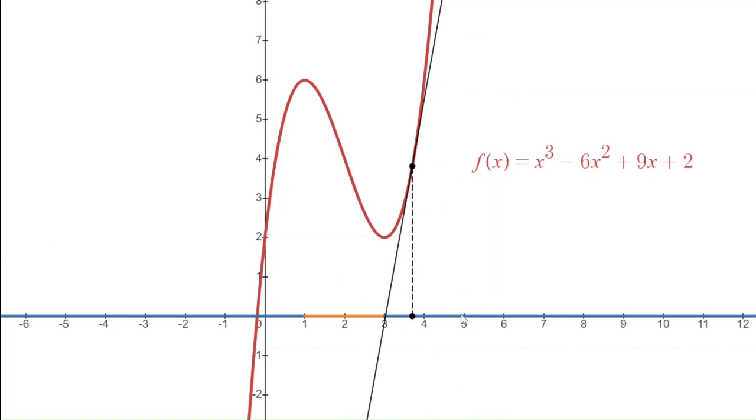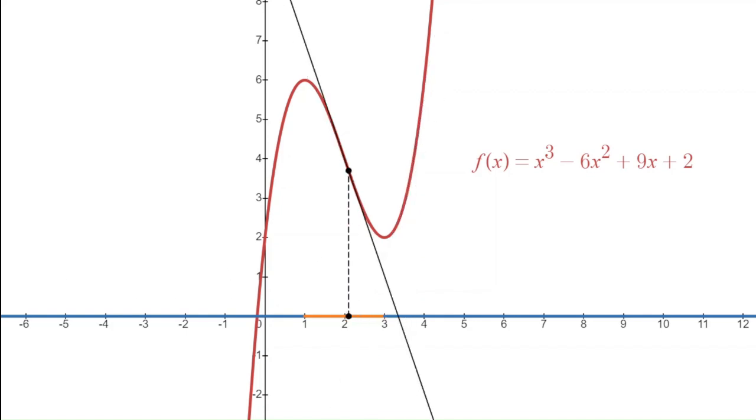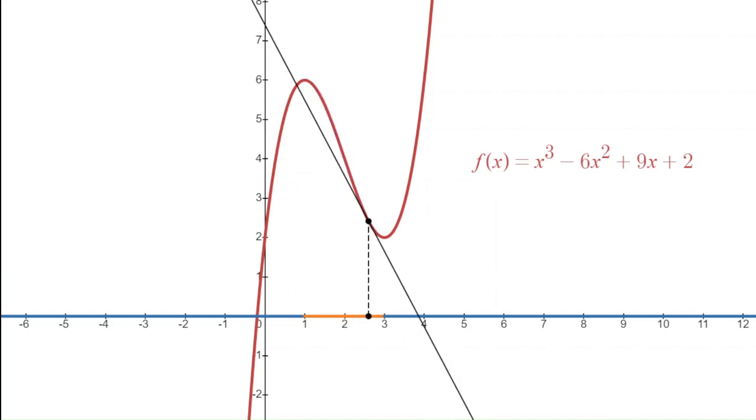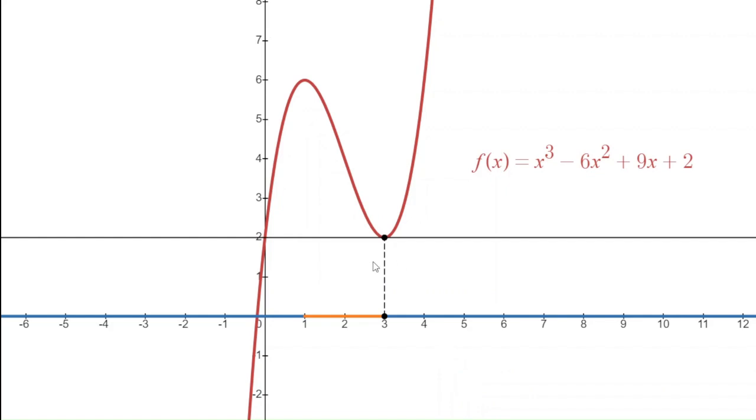So where the function is increasing, the f prime is positive, right? It has a positive slope. And same thing over here, it has a positive slope. But between 1 and 3, it has a negative slope. So to find where f is increasing or decreasing, we need to look at where f prime, the derivative, is positive or negative.